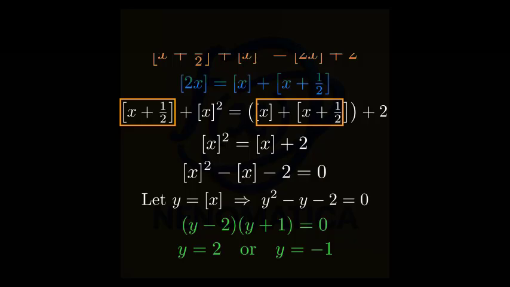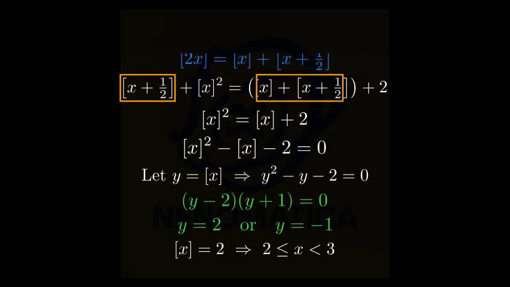Now translate back to x using the definition of the floor function. If the floor of x equals 2, then 2 is less than or equal to x, and x is less than 3.